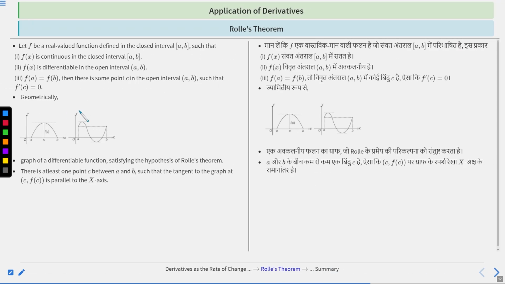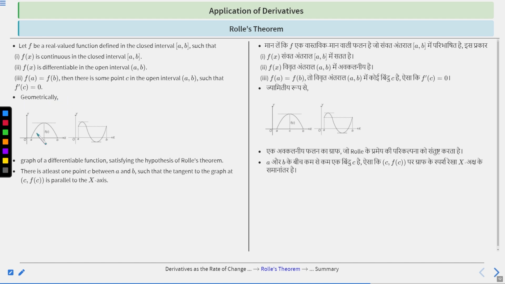Next is Rolle's theorem. So let's discuss Rolle's theorem. Let f be a real valued function defined in a closed interval a to b such that, condition 1, f(x) is continuous in the closed interval a to b. Second condition, f(x) is differentiable in the open interval a to b. Next condition, f(a) equal to f(b). Then there is some point c in the open interval a to b such that f dash c is equal to 0. Clear? So these are the statement and conditions of Rolle's theorem.